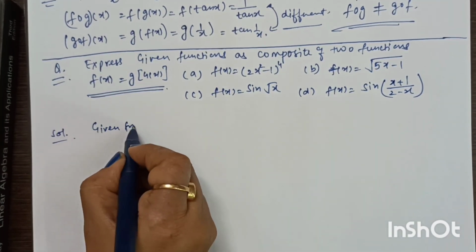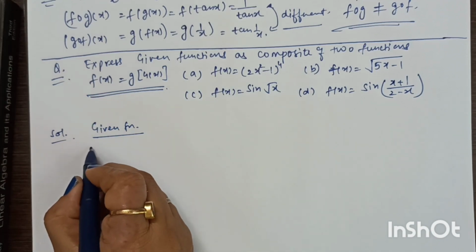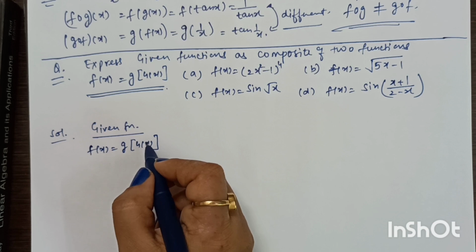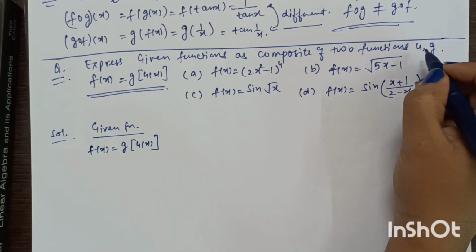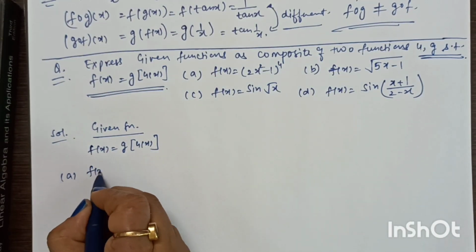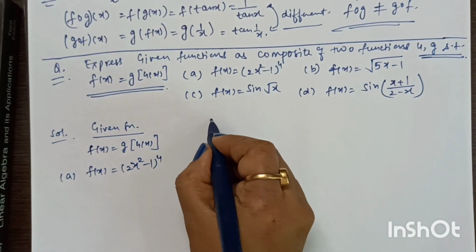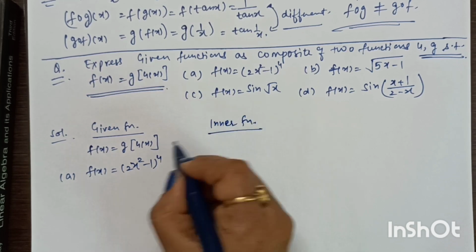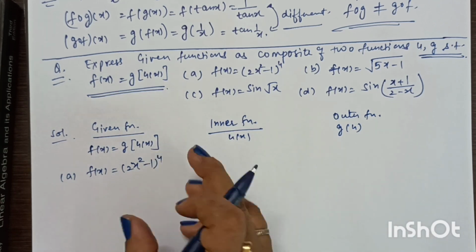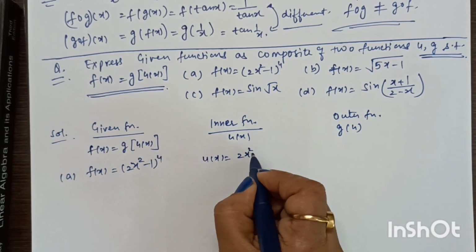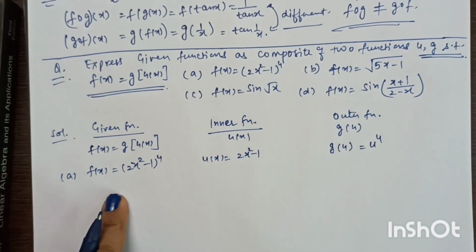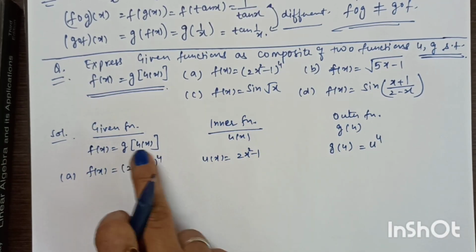So first of all, the given function is a composite function. We are writing f(x) equals g of u of x, and we need to find g and u. As per this composition, we need to find two different functions, g and u. u is the inner function, g is the outer function, right? So the inner function will be u(x), the outer function will be g of u. In f(x) you will see what the inner function is. First of all you need 2x square minus 1 and after that you need power 4. So the outer function is u to the power 4.